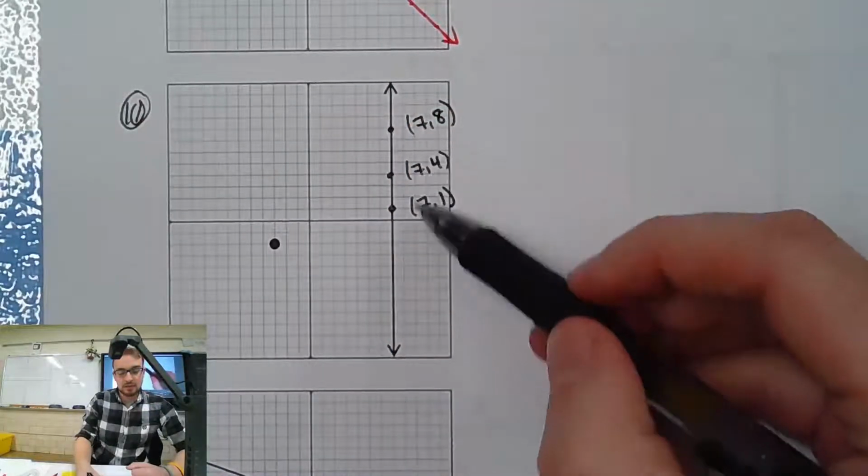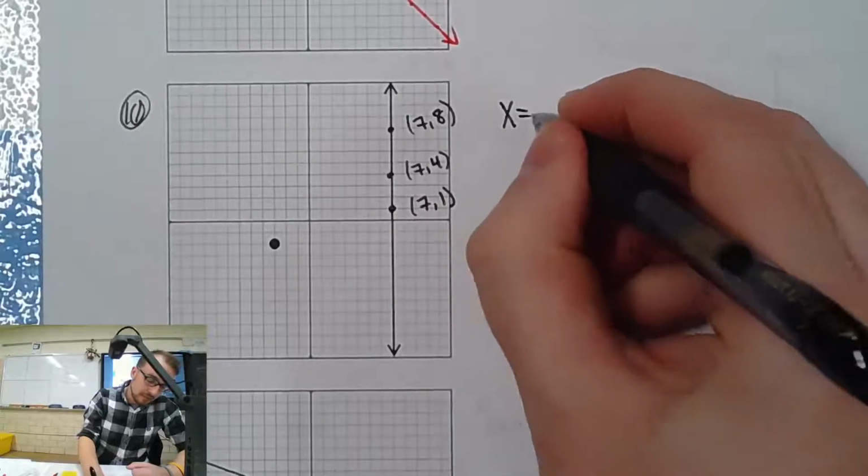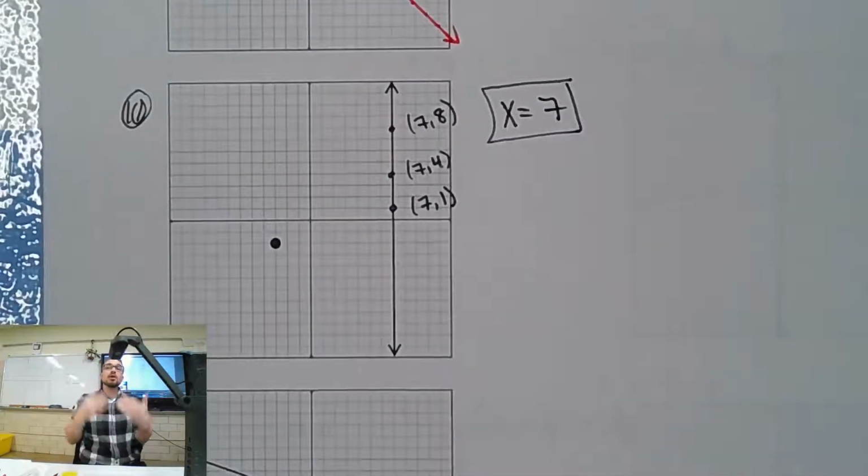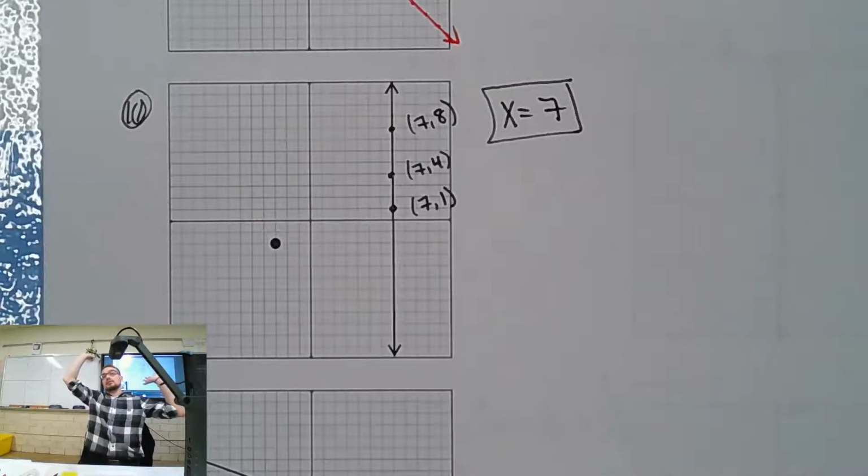But look what they all have in common. X is always 7, right? So the equation of that line is x is 7. There is no relationship between x and y here. X is always 7, y is whatever it wants. Y does anything it wants to do.